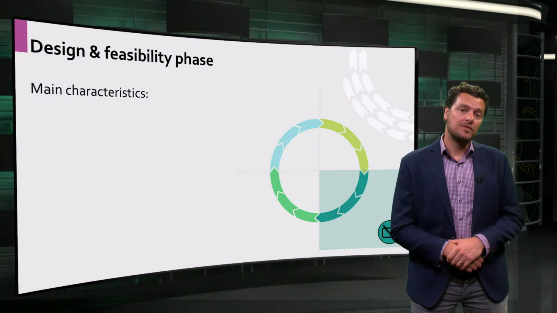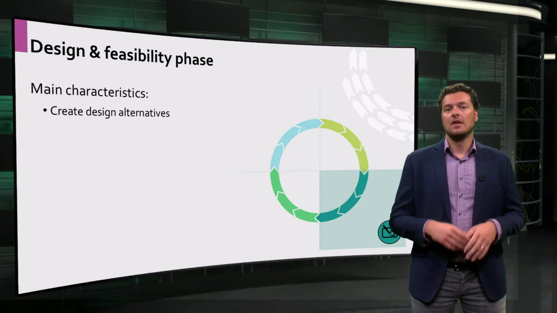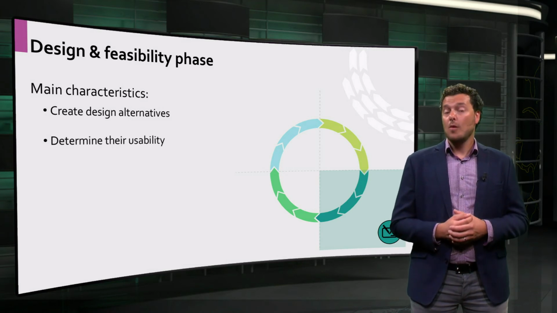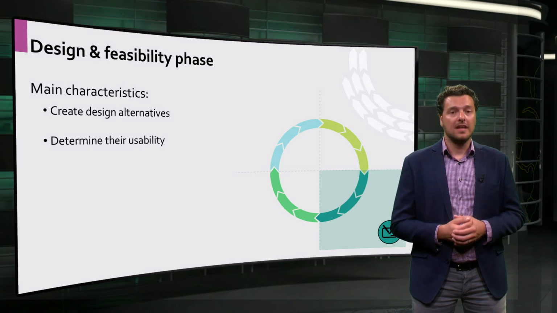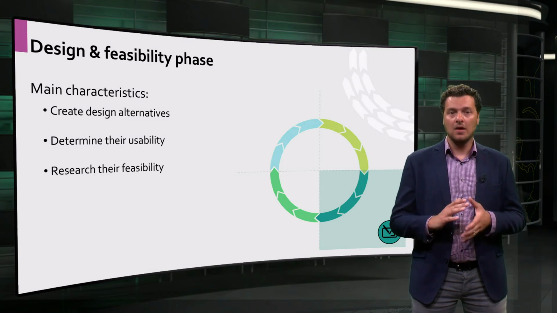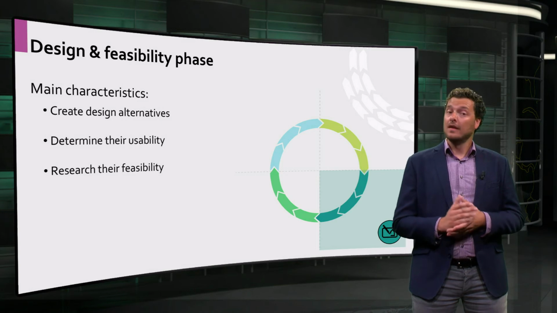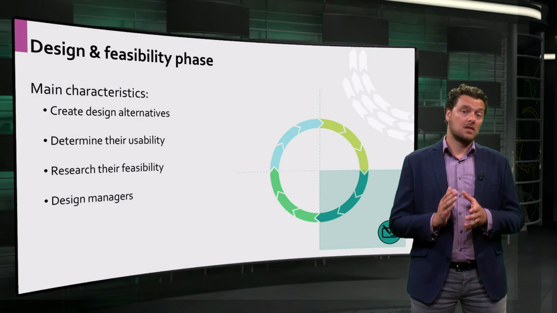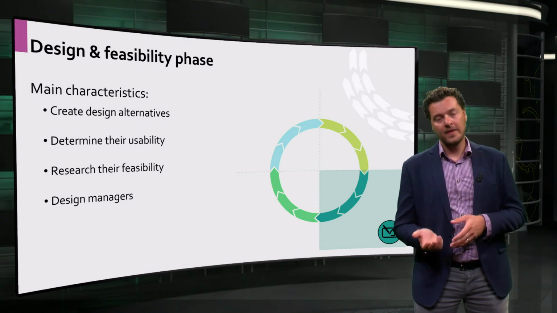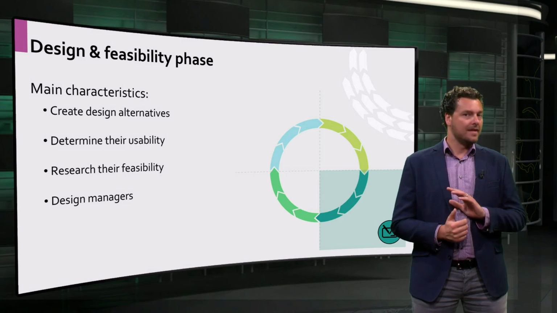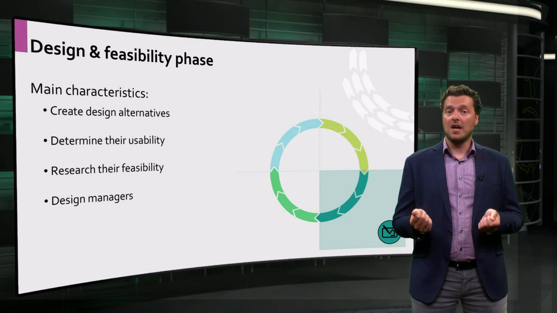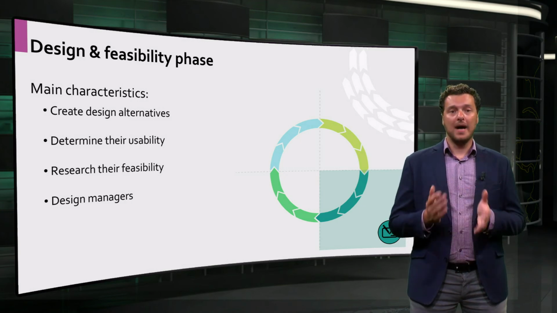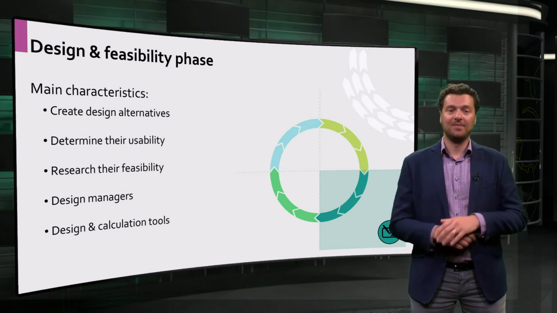In the design and feasibility phase, you create several design alternatives to implement your new building use. The design alternatives or concepts come at certain costs. You have to calculate the cost-benefit ratio and usability of each design concept. Therefore, in this phase, design managers determine which building adaptation concept is both functionally optimal and financially feasible. If none is useful or feasible, they make new design alternatives. So, in this phase, it is all about combining design and calculation tools.